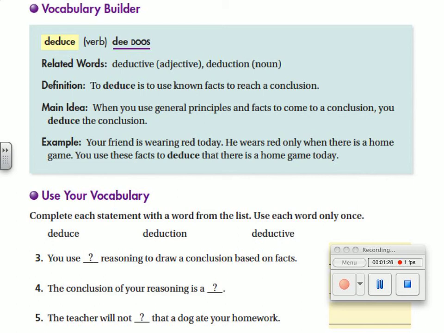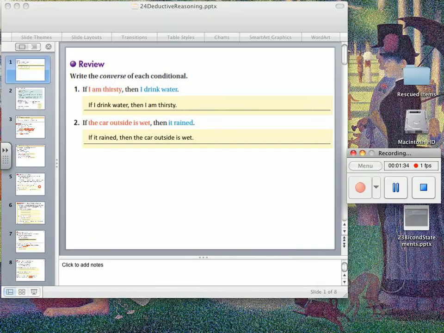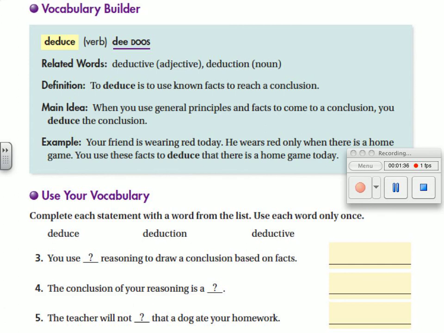So let's use our vocabulary that we have learned. Complete each statement with a word from the list. Use each word only once. You use blank reasoning to draw a conclusion. So it'd be deductive reasoning to draw a conclusion based on facts. The conclusion of your reasoning is a deduction, and the teacher will not deduce that a dog ate your homework. So, because the dog can't eat the computer as you're watching this video, which is your homework.